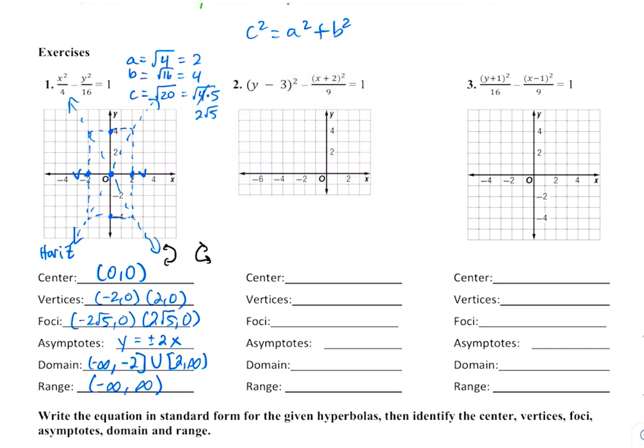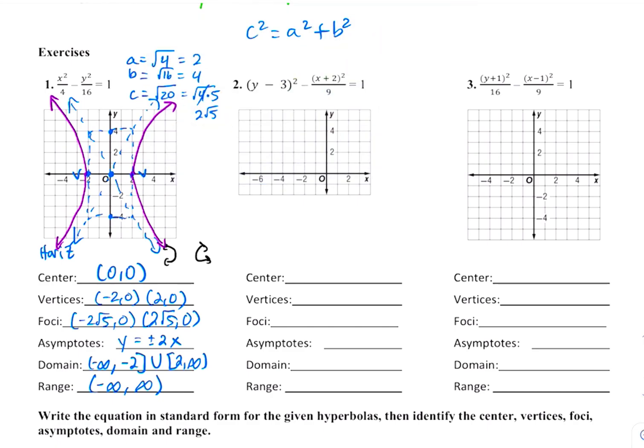And then the U shape has to go through the vertices, and it's going to get really close to those asymptotes, but not touch or cross over them. Okay. All right, next one.